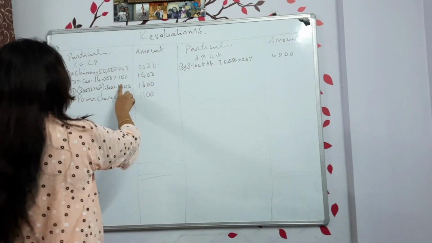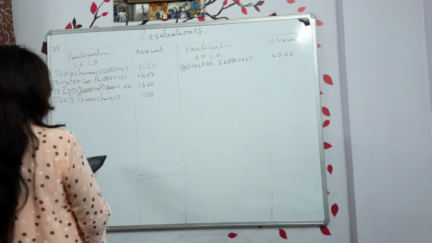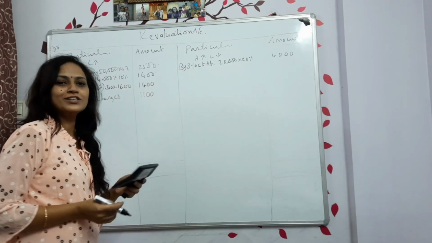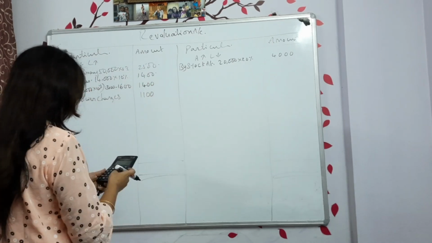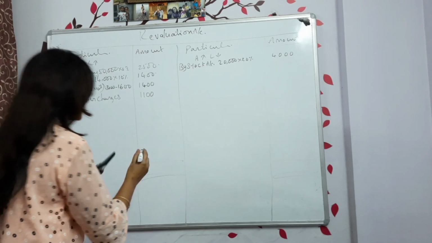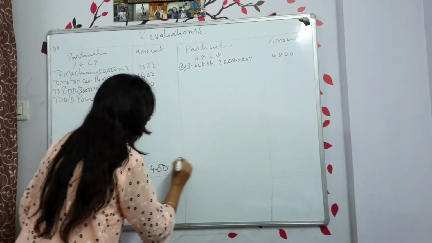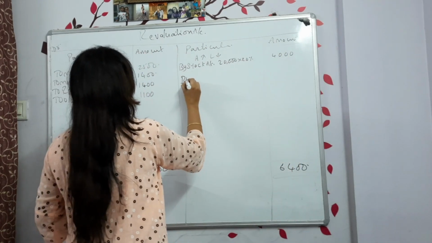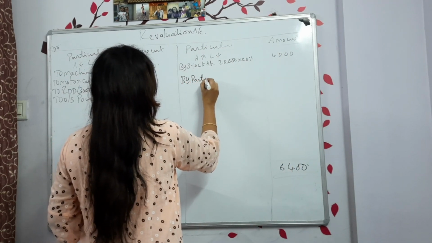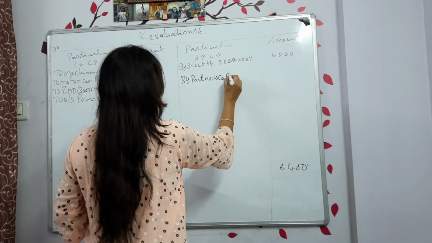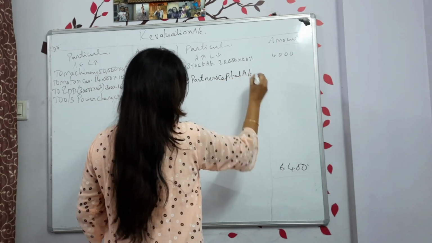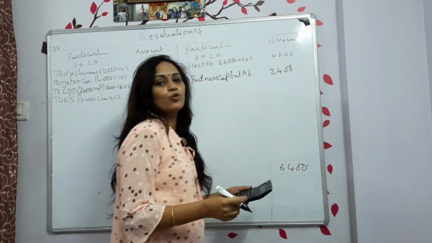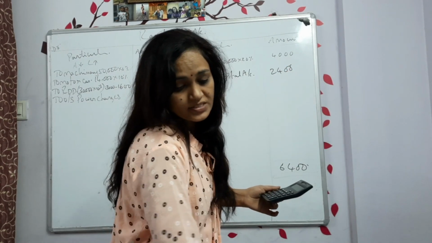Sorry, they have already provided 1,600. Now subtracting 1,600, you will get 1,400. Sorry. Now what is the total? It will be 6,400. Here also 6,400. Now by partners capital account. How much will you get? 6,400 minus 4,000, it is 2,400. Okay. Now what is the ratio?